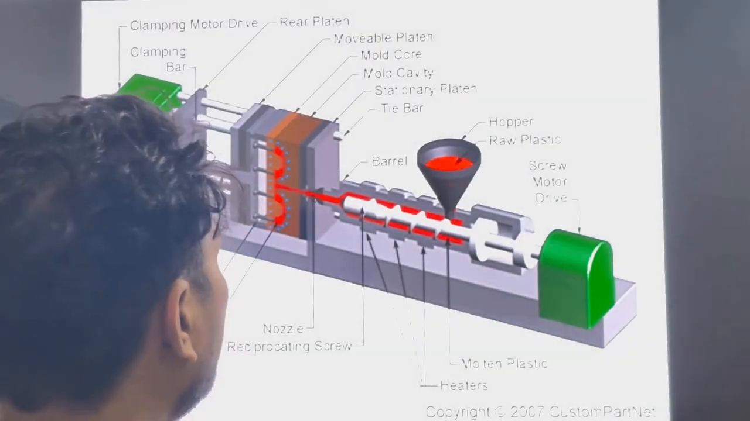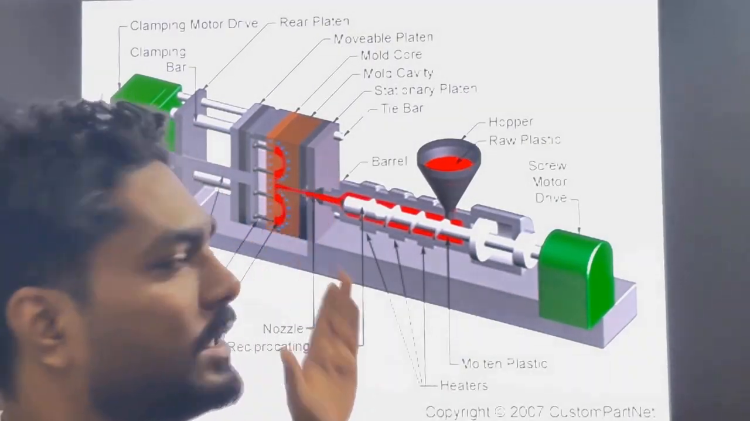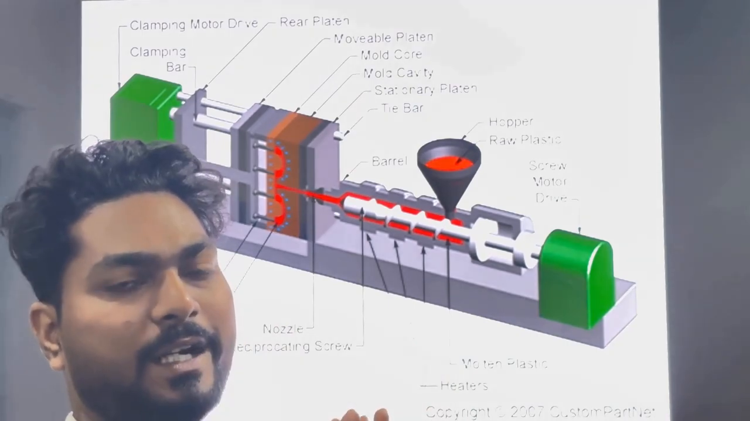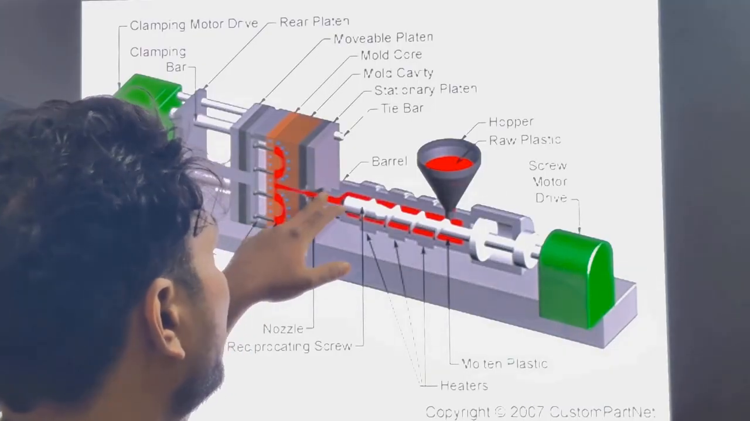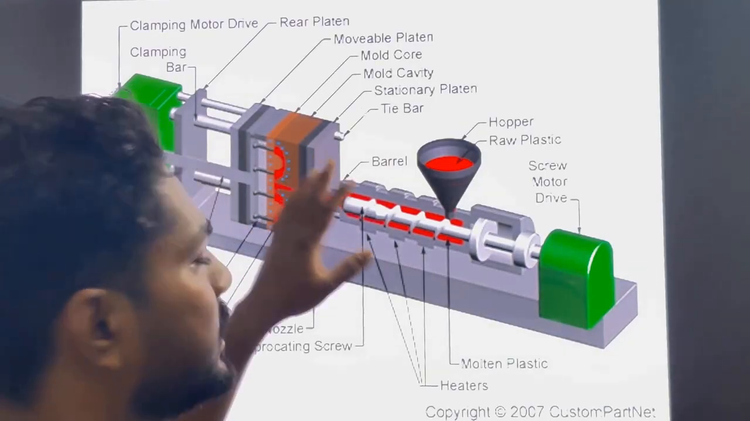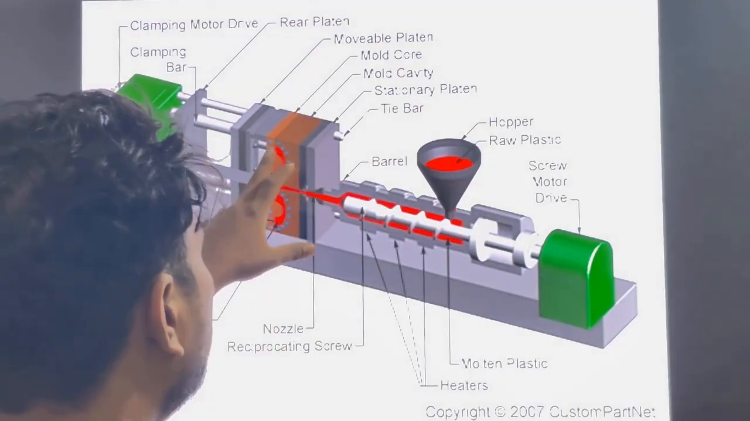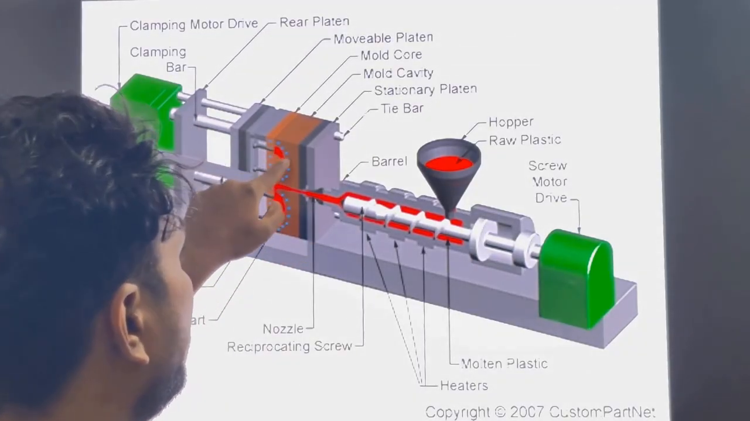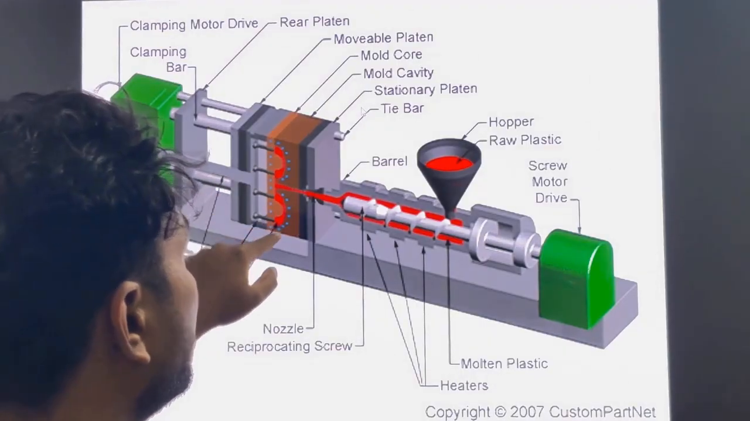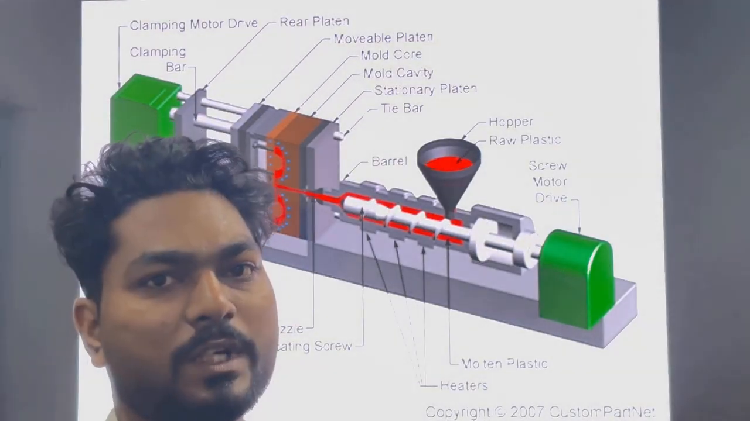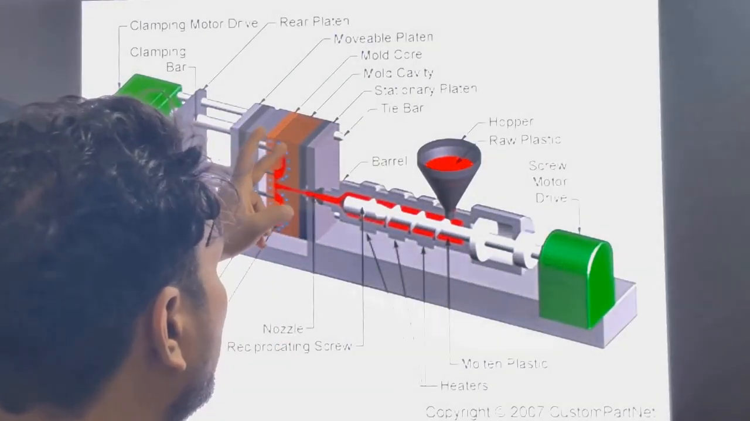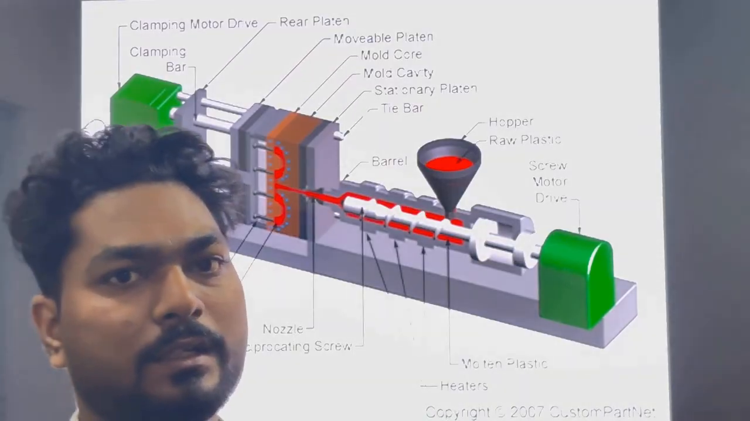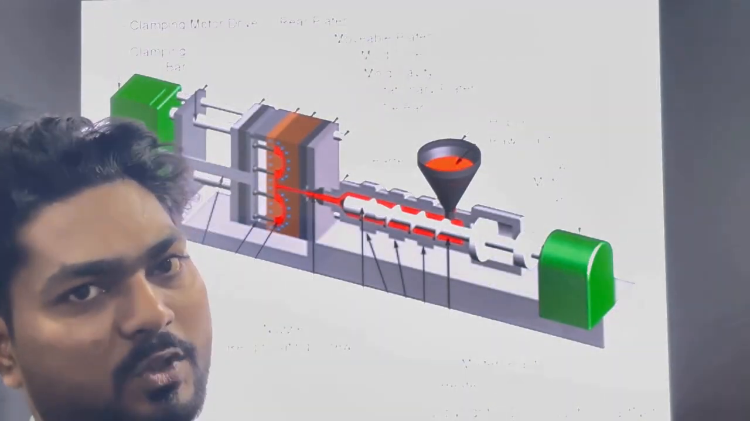Then again the core moves back to its position, the core and cavity mate again, and again material fills inside. Once the material is filled, the cooling process also happens. Here coolant is there. You can see these blue dots are nothing but coolants, cooling bores. They cool the part, and then the ejection process happens.